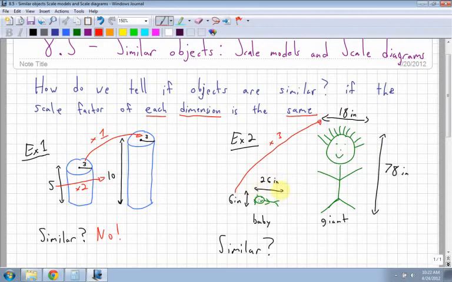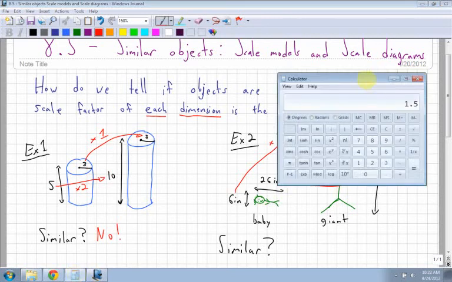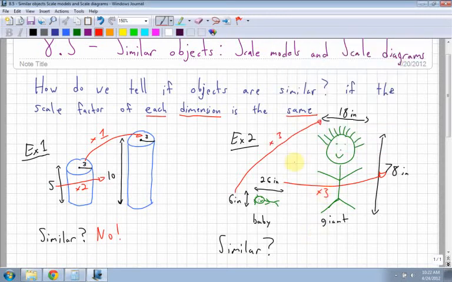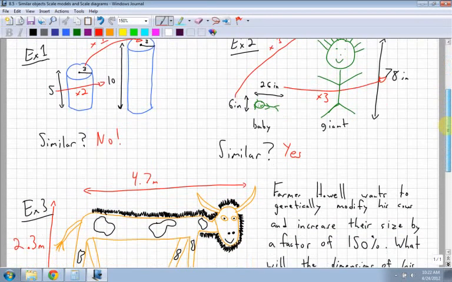Then I look at the height of the baby and the height of the giant. From 26 to 78, what's that been increased by? I take 78 and divide by 26, which gives 3. So are these similar? Yep, they are, because everything has been enlarged by exactly the same scale factor. Again, just be careful when you're looking at objects. Sometimes they'll be reversed or switched around or turned or twisted, and you have to figure out which side relates to which side. All right, next example.